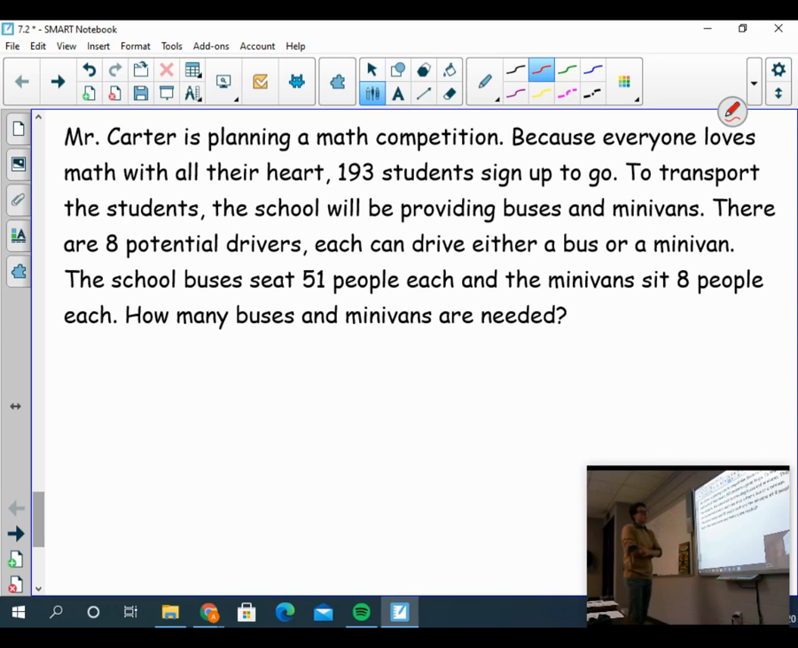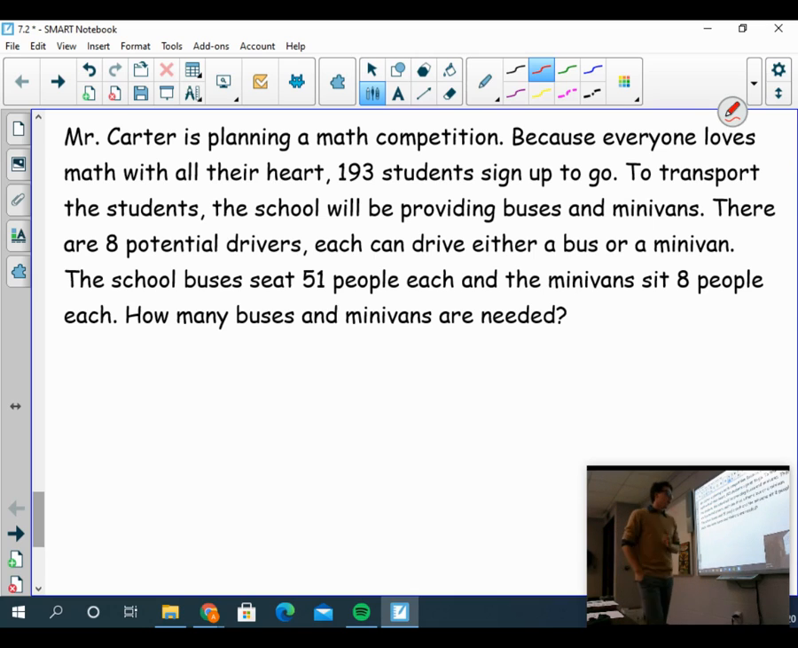193 students sign up to go. To transport the students, the school will be provided buses and minivans. There are 8 potential drivers. Each can drive either a bus or a minivan. School buses seat 51, and the minivans sit 8 people. How many buses and minivans are needed?